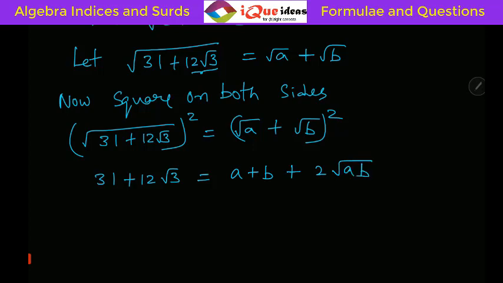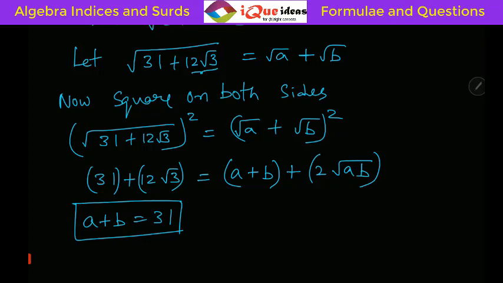Now this is a very important step. See, a plus b is a rational number. 2 root ab is an irrational number on the right hand side. Similarly, on the left hand side, 31 is a rational number and 12 root 3 is an irrational number. So the numbers of the same species should be equated. So what do we get from here? We get a plus b equal to 31. That is one equation. And 2 root ab is equal to 12 root 3.